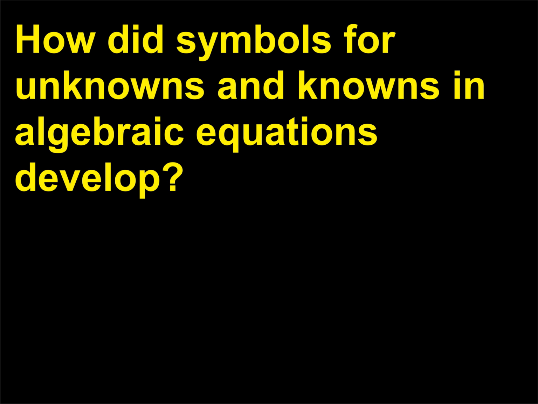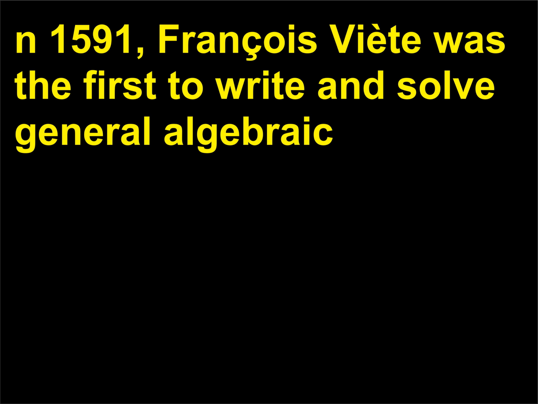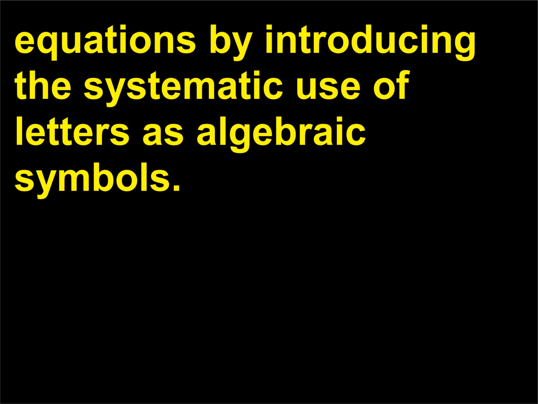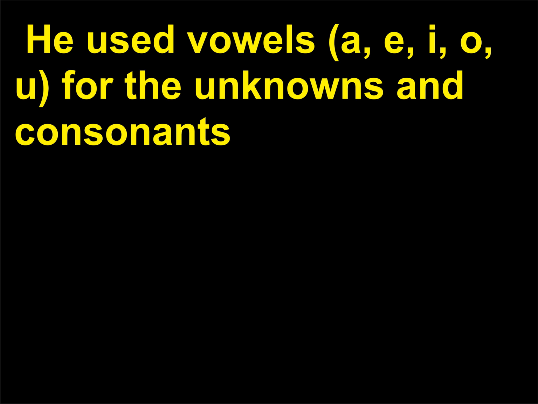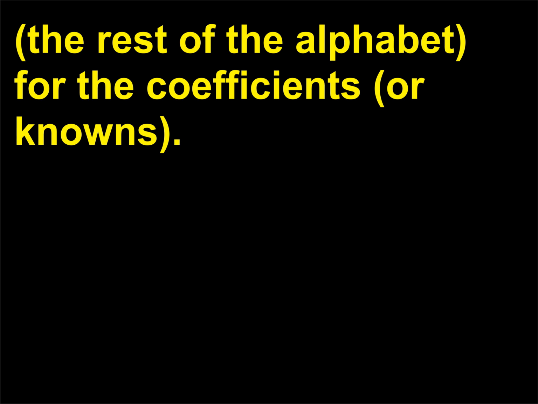How did symbols for unknowns and knowns in algebraic equations develop? In 1591, François Viète was the first to write and solve general algebraic equations by introducing the systematic use of letters as algebraic symbols. He used vowels, a, e, i, o, u, for the unknowns and consonants, the rest of the alphabet, for the coefficients, or knowns.